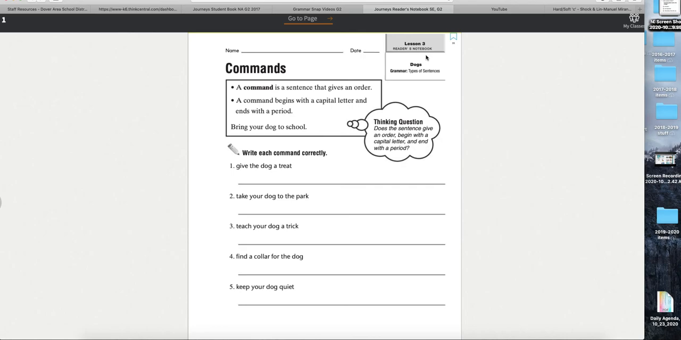Great, Kinsley. What are you missing at the very end of your sentence? Period. We need to make sure we put punctuation. Thanks, Kinsley. You're good, hon.